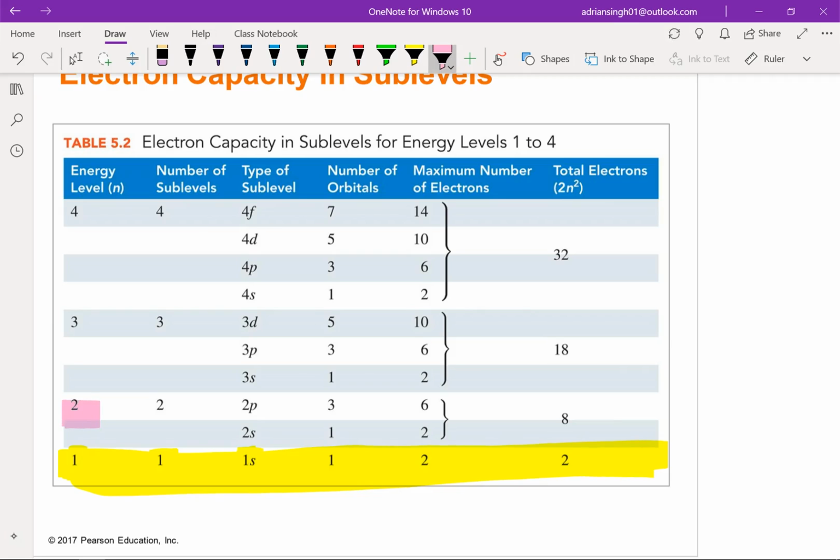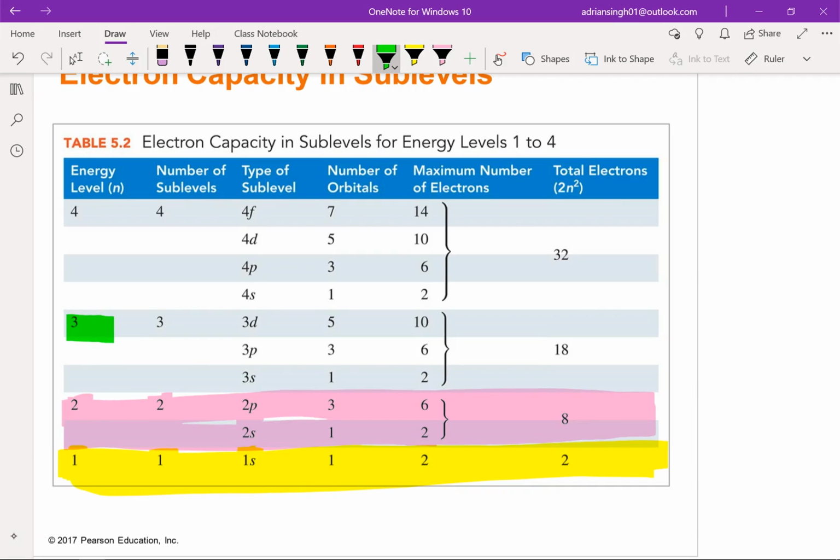For the second energy level, n equals 2, that tells us we're going to have 2 sublevels, which will be the 2s and the 2p. We know the 2s sublevel is going to contain 1 orbital, which is going to contain a maximum of 2 electrons. The 2p sublevel, like all the p sublevels, will have 3 orbitals. 3 times 2 would give a total of 6. So the second energy level will have a total of 6 plus 2, which would be 8 total electrons. We can continue that further. We'll just do the third one.